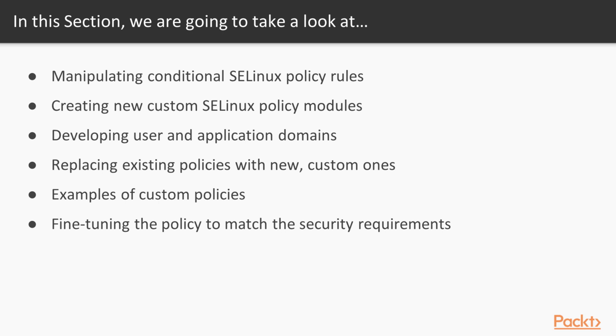In this section, we'll learn to manipulate conditional SELinux policy rules through Booleans and to create new custom SELinux policy modules. We'll then move on to develop user and application domains. Then we'll see how to replace existing policies with new, custom ones. We'll end this section with a few examples of custom policies that augment our SELinux experience and fine-tune the policy to match the security requirements that the administrator has in mind.